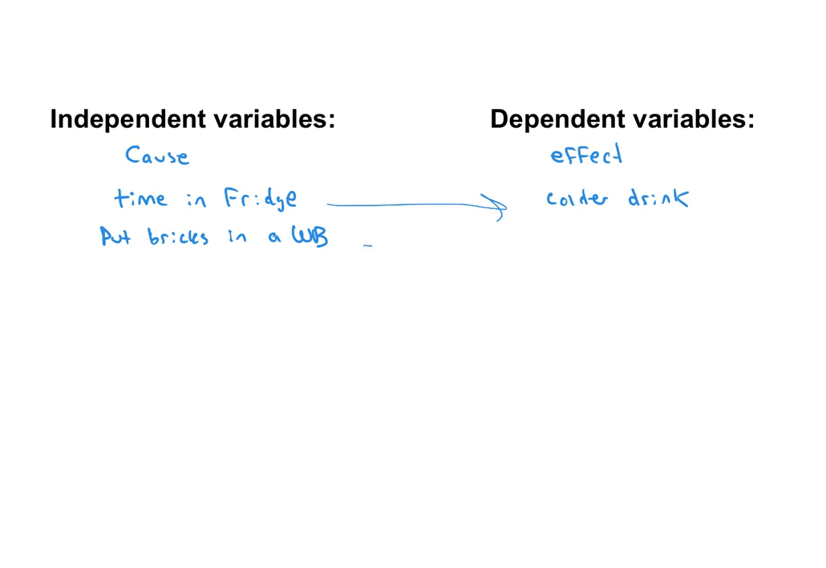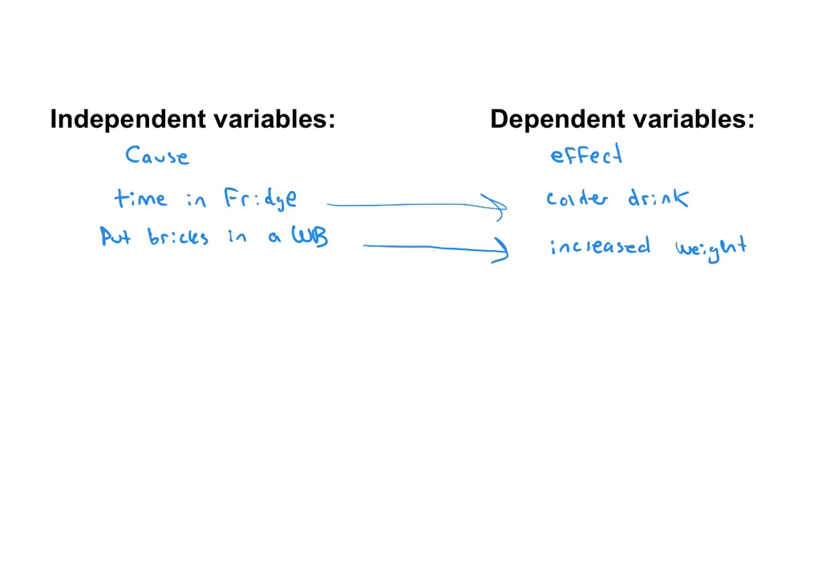In class we talked about this cause and effect situation where independent variables are the cause of change and the dependent variables are the effect of that change. So an example, we looked at putting a beverage in a refrigerator. The cause would be the time in the refrigerator, and the effect would be a colder drink. Cause would be you put bricks in a wheelbarrow. The effect is it weighs more. So keep that in mind as you are working with these.